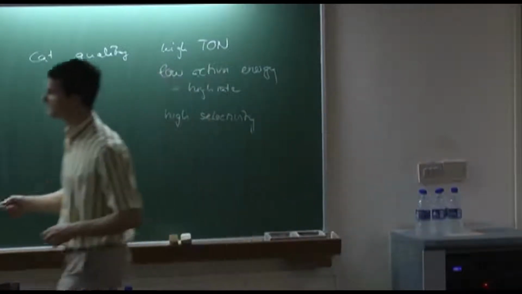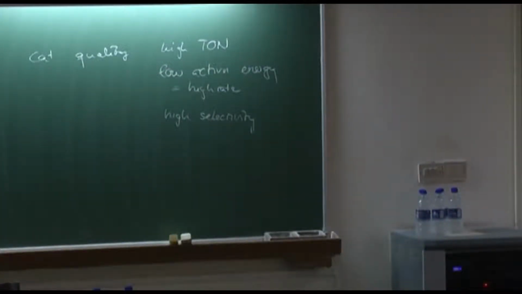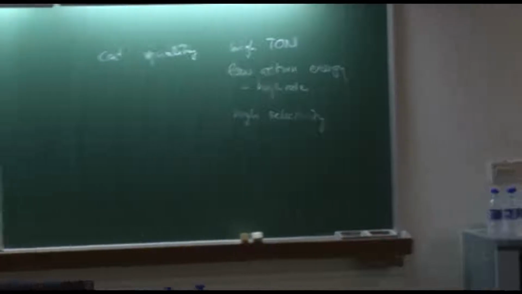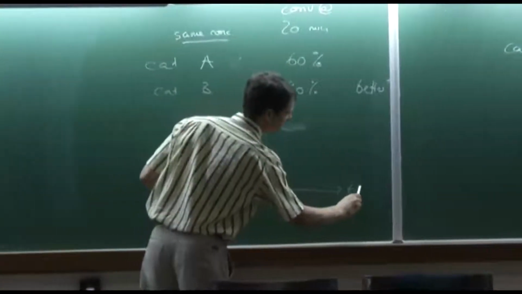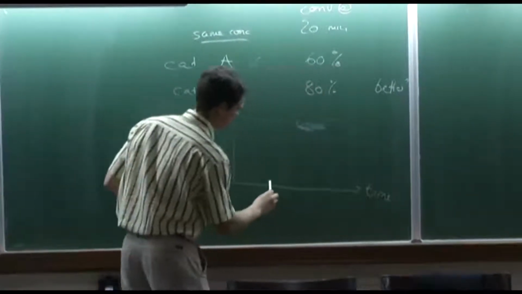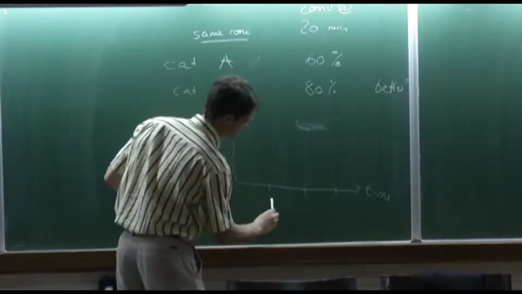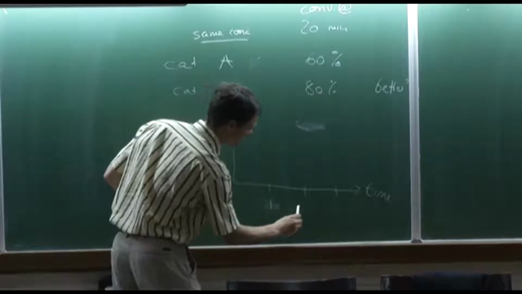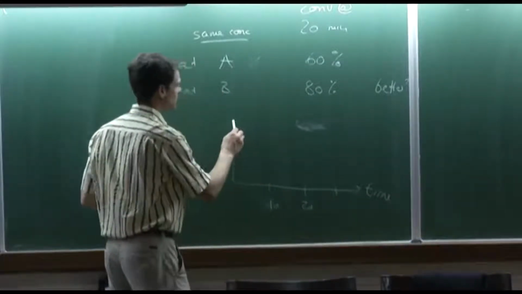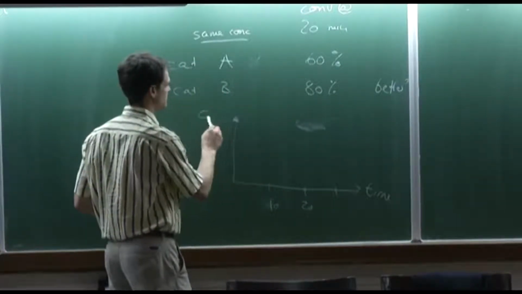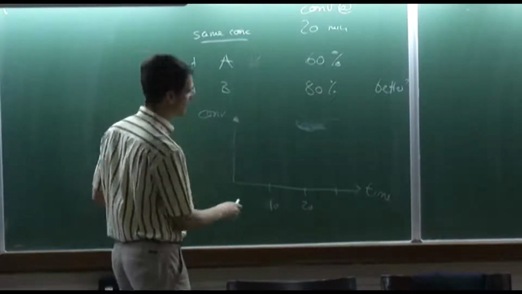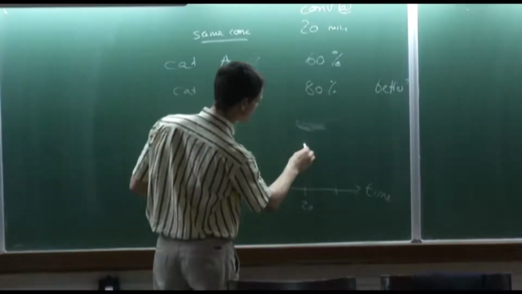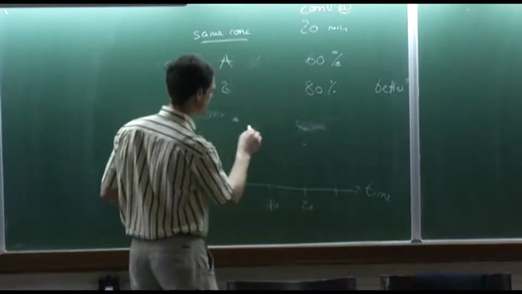I'll show you two reaction profiles. This is the time. There's my 20 minutes. I put the 20 minutes here. There's my conversion. Okay? So the thing that I know is that one catalyst goes at 60 and the other goes at 80.